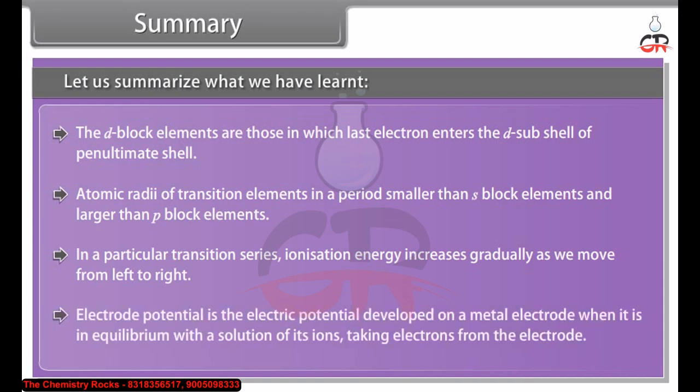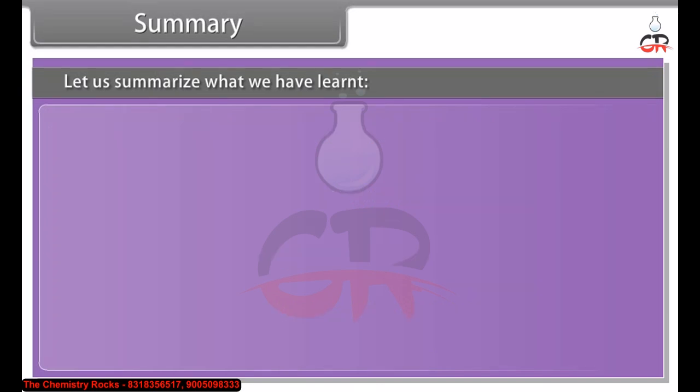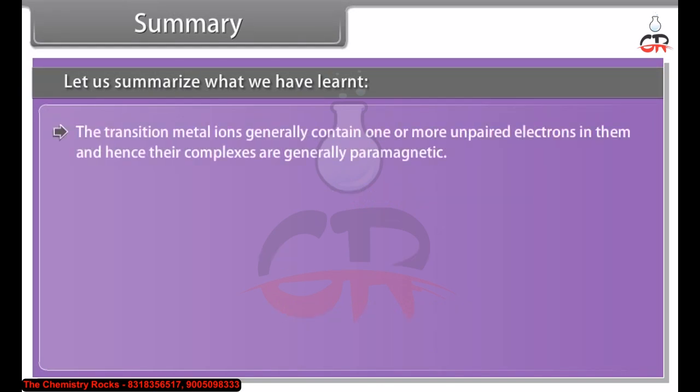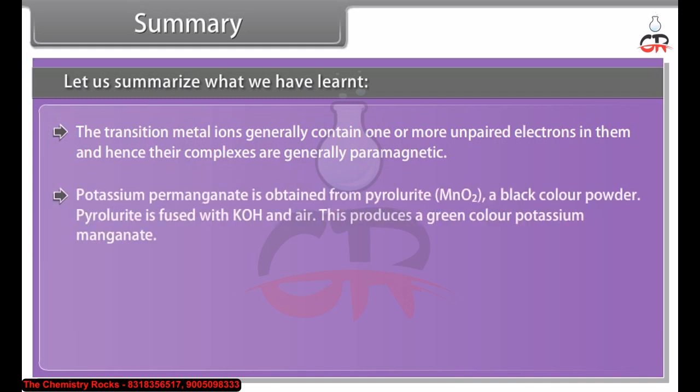Electrode potential is the electric potential developed on a metal electrode when it is in equilibrium with a solution of its ions taking electrons from the electrode. The transition metal ions generally contain one or more unpaired electrons, and hence their complexes are generally paramagnetic. Potassium permanganate is obtained from pyrolusite, a black colored powder. Pyrolusite is fused with KOH and air. This produces green colored potassium manganate.